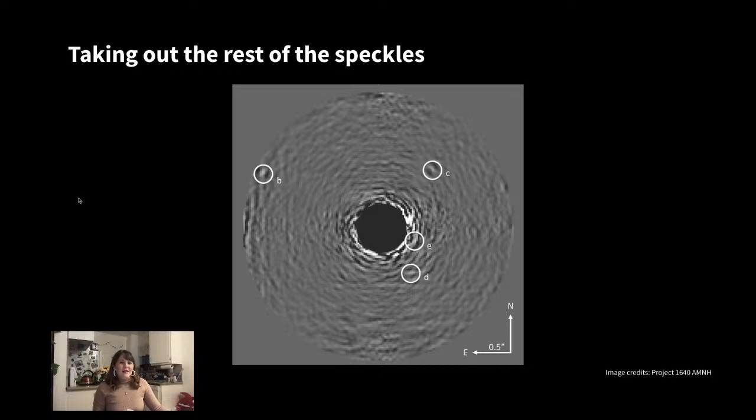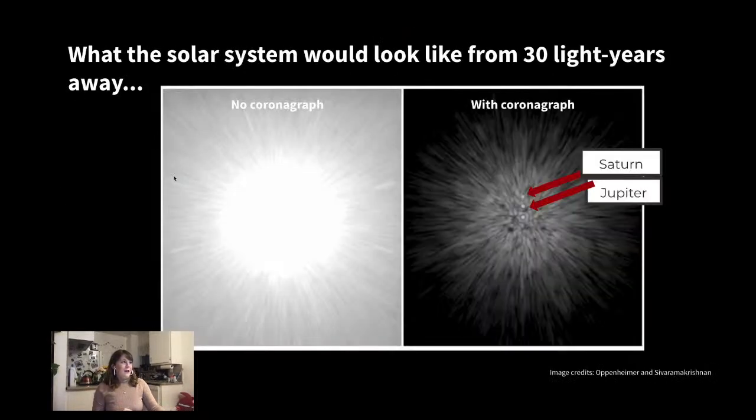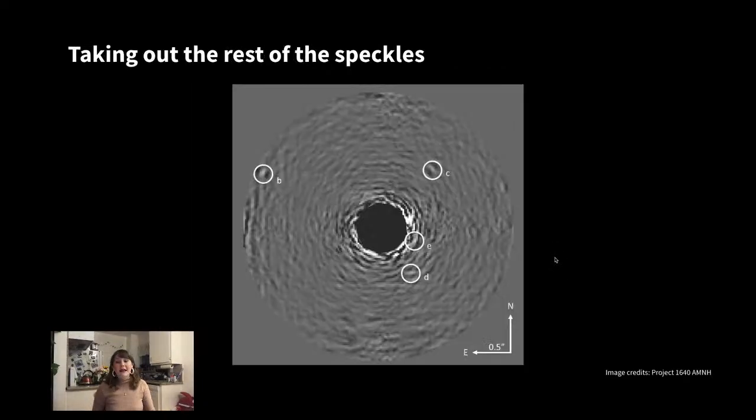And if you notice in the images before, there's still all of this extra light, all this noise from when you block out the star. Some of that starlight still gets through, and this is what we call speckle noise. That's something we have to get rid of. So the last step is taking out the rest of the speckles. Since we know there is a way of distinguishing the light from the starlight from the light from the planet, what we do is make a model of that noise and then subtract it from the data in order to just get the signals of the planets.